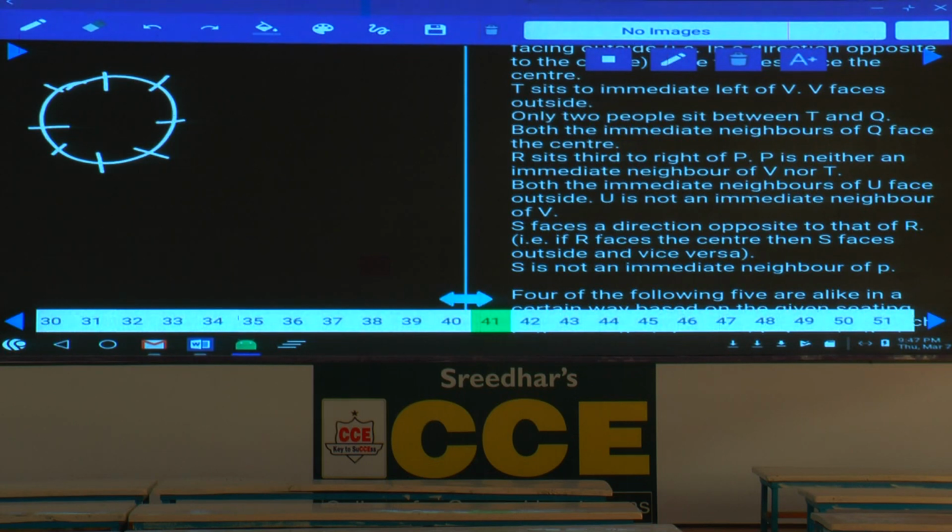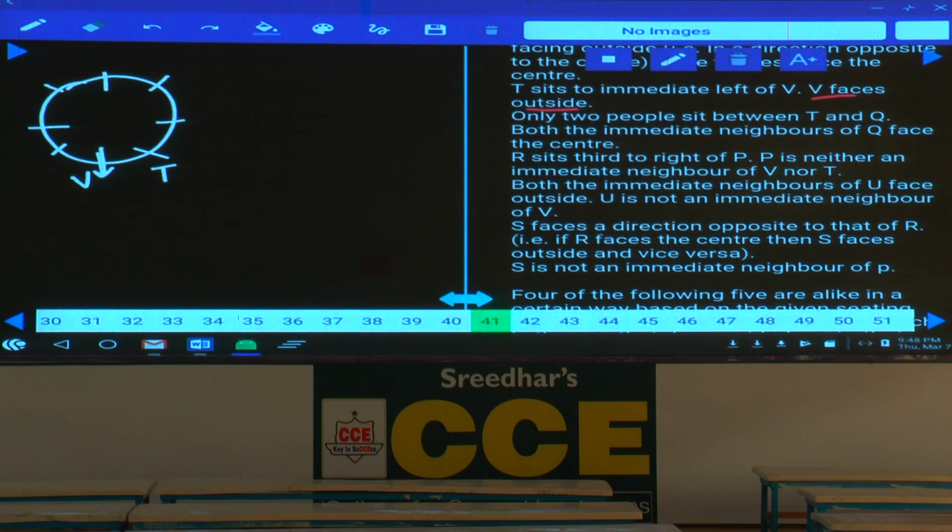Now in this one, what is the information here? V faces outside is clearly given. As V is facing outside, I am fixing V at this place. You can fix V at any place, isn't it? As V is here, T sits to the immediate left of V. T is to the immediate left of V, so T must be at this place. V is here, T will be here.